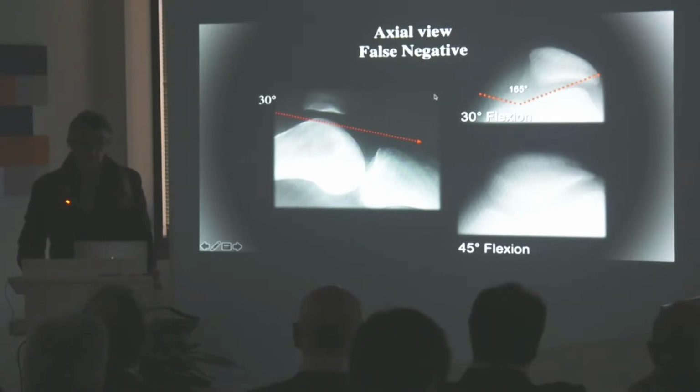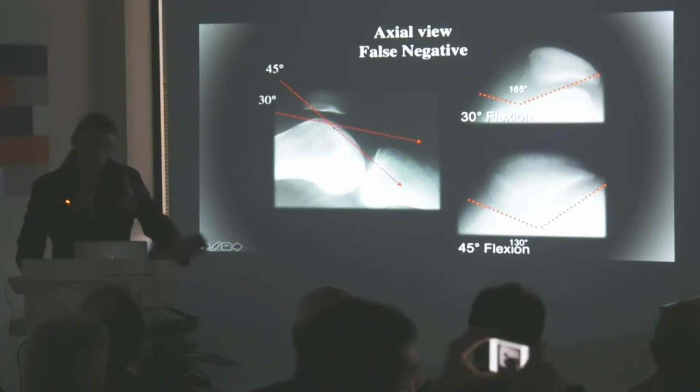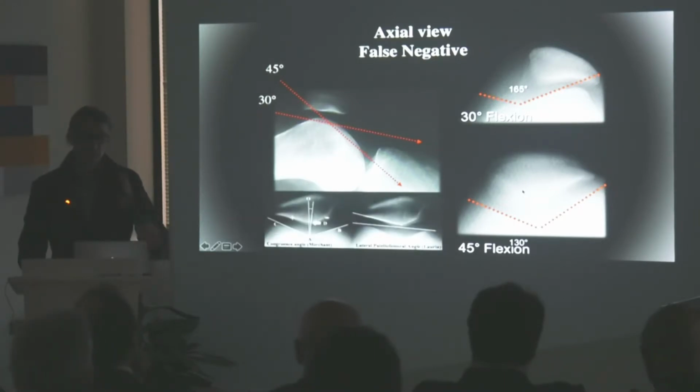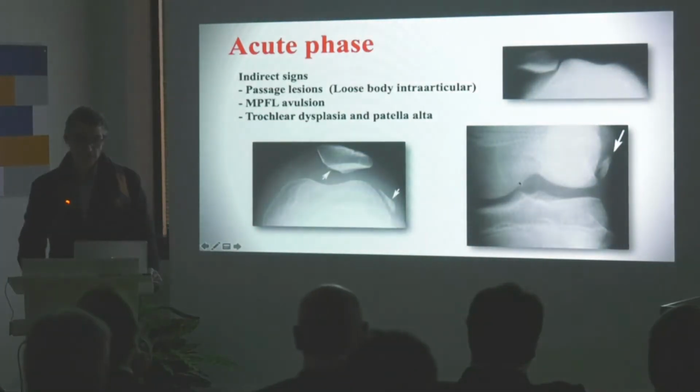But if you have a radiologist who does a 45 degrees axial view, you will go a little bit distal to the trochlea, where the trochlea is much deeper, and you will miss everything. You will have a normal sulcus angle, no subluxation, you will miss everything. So the axial view has to be checked, and to be sure that it is well done.